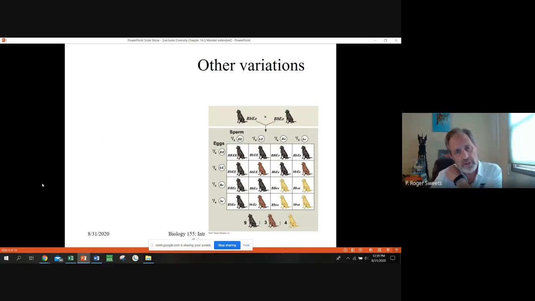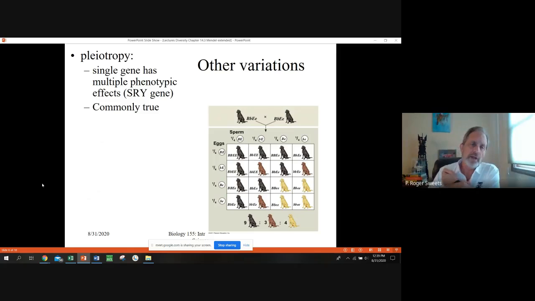Okay, what are some other variations that complicate our discussion of simple Mendelian genetics? Well, one is pleiotropy. Pleiotropy is the idea that a single gene, well, we've been talking in the most simplistic version, a single gene may have multiple phenotypic effects. And in fact, this is fairly commonly true, that the activation of a gene and the enzyme or carbohydrate or whatever it actually is coded to produce might have multiple functions within the system.